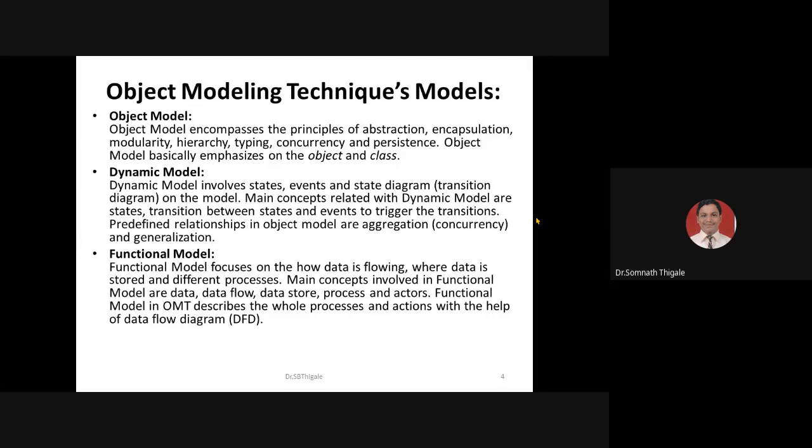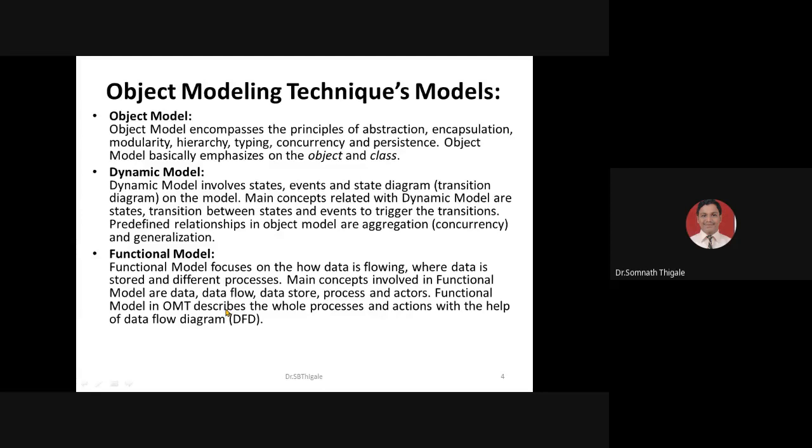Now the next model is the functional model. As the name suggests, the functional model focuses on how data is flowing, where data is stored, and the different processes. We represent the functional model in terms of a data flow diagram. First, we focus on how data is flowing, so we understand the flow. Second, where data will be stored, meaning the data storing unit. And third is processing of data, that is, flowing data from one source to another and how the data gets transferred.